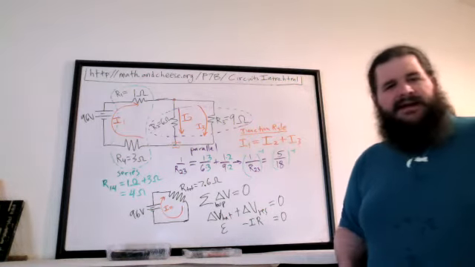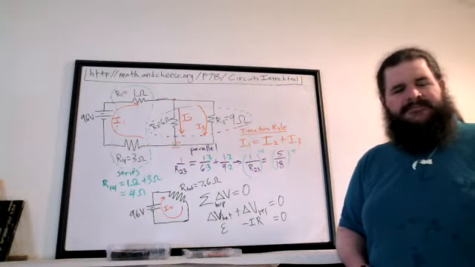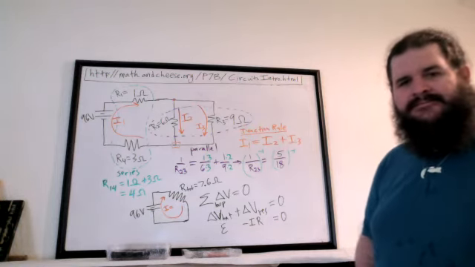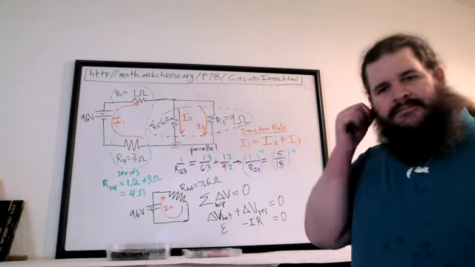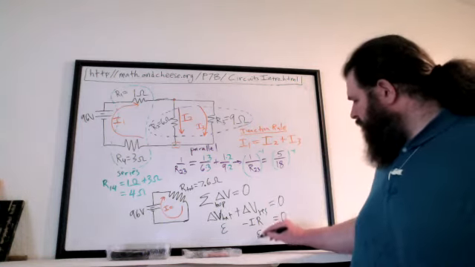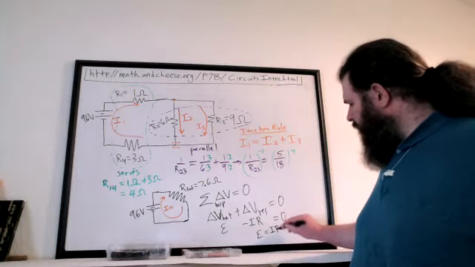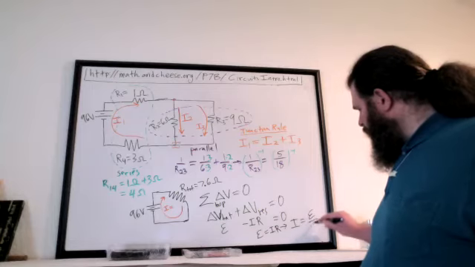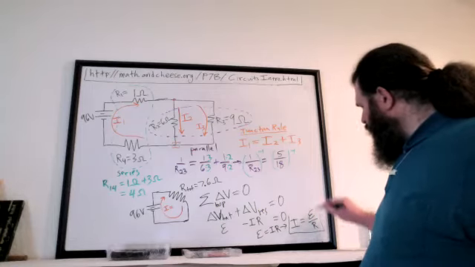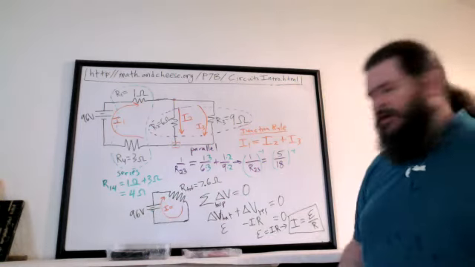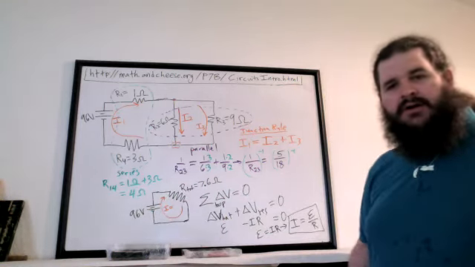How would we isolate I there? You can move IR to the other side and then divide E by R. Yeah. So I is just going to be epsilon over R. And you can generally use that anytime you've just got a single loop with one battery and one resistor. The current is just going to be epsilon over R.